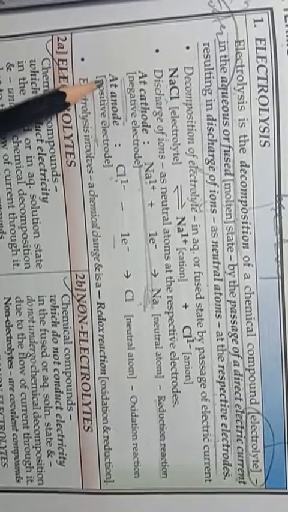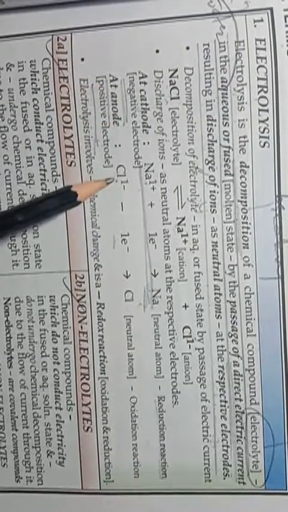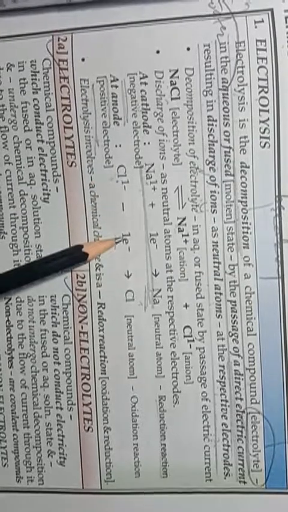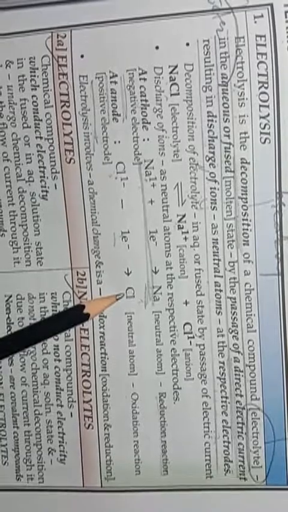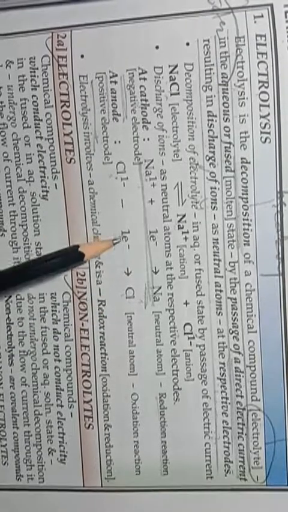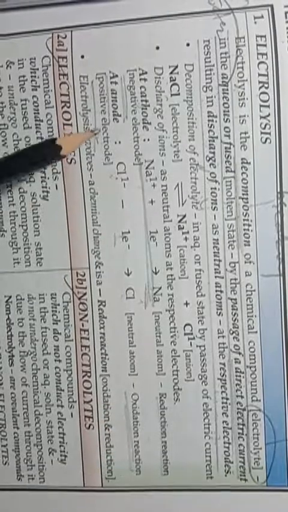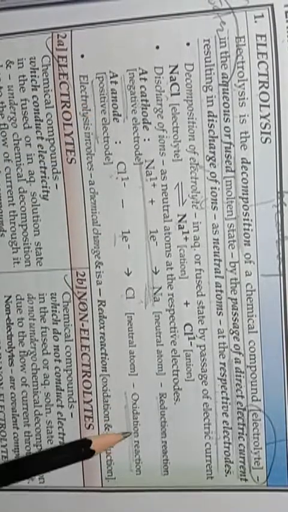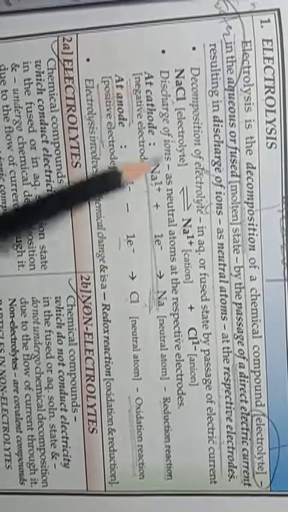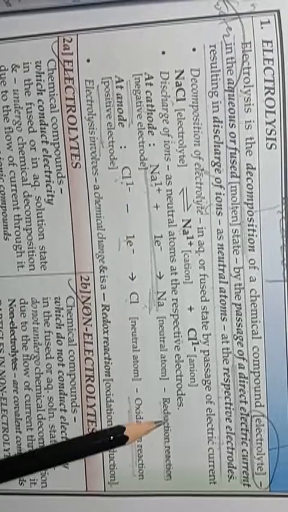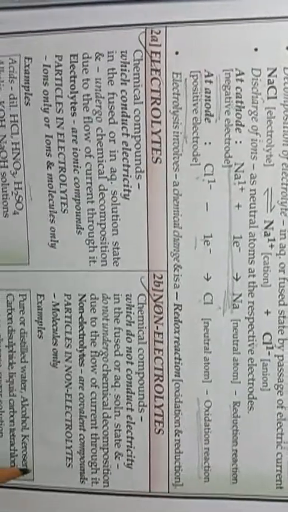Okay students, and at the same time at the anode, chloride ions lose one electron and get converted into chlorine atoms. So removal of electron is known as oxidation. At the anode, oxidation is taking place by loss of electron, and at the cathode, due to the gain of electron, reduction is taking place.